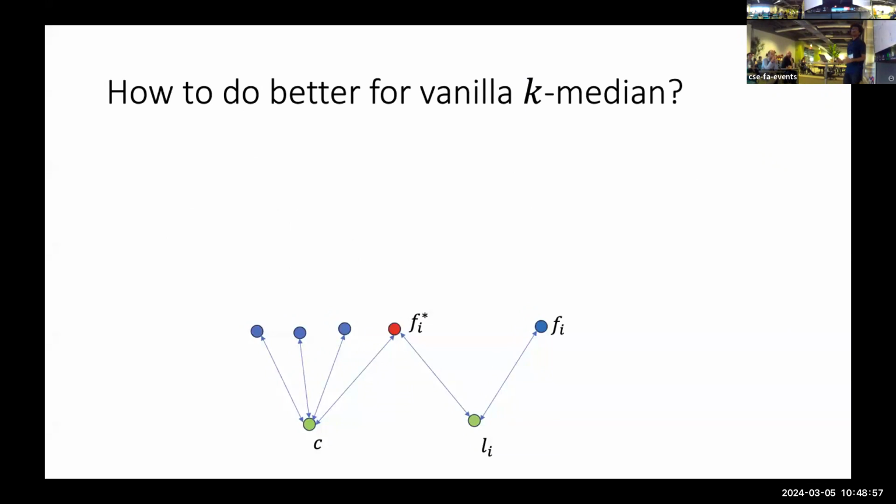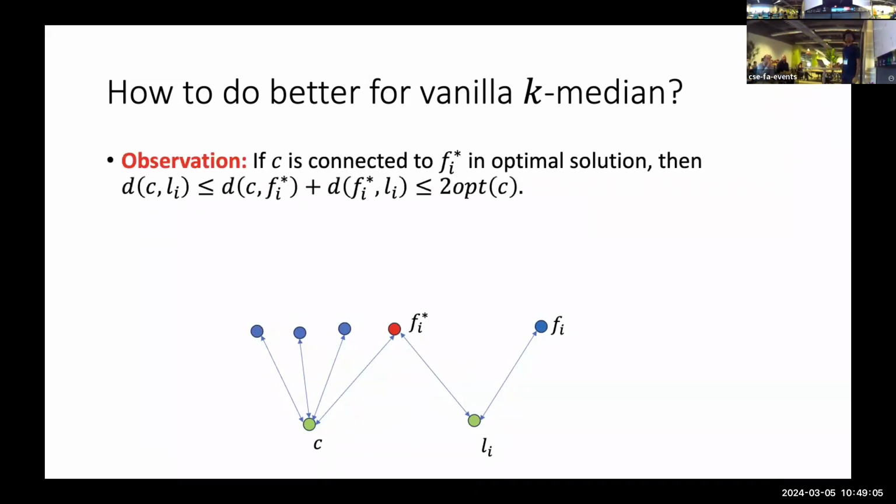Okay. So now let's see how to do better for vanilla K-median. How can we exploit something more? If you look at this picture again, let's say I'm allowed to open centers anywhere. If none of the centers in my neighborhood was open, I had to go 3 hops: from C to my optimal center, to the leader, then to the center that's actually open. But let's say there was a center that's open at the leader itself. Then I don't have to travel 3 hops, I only travel 2 hops. So I'm only going to pay 2.